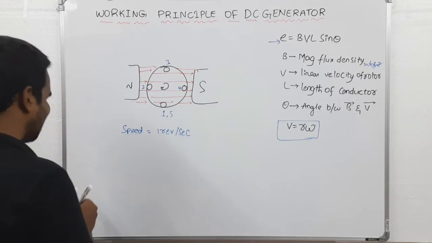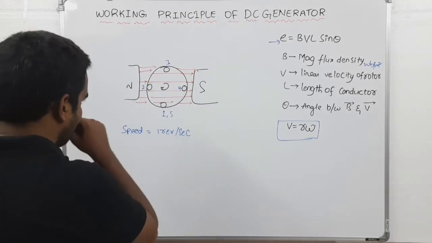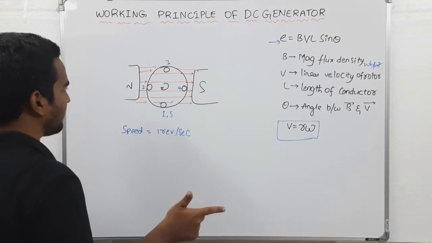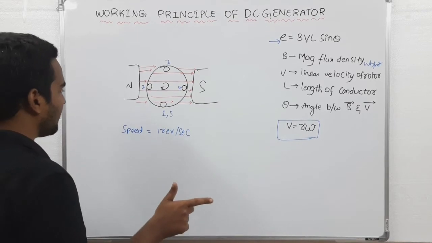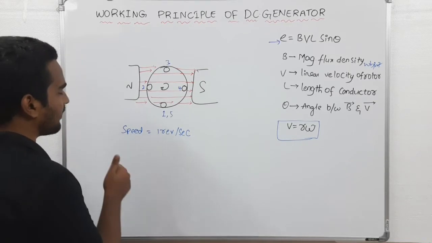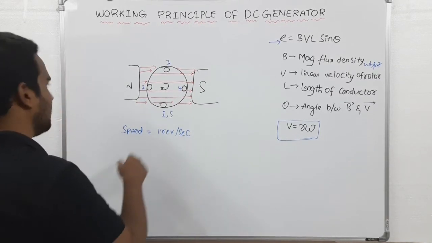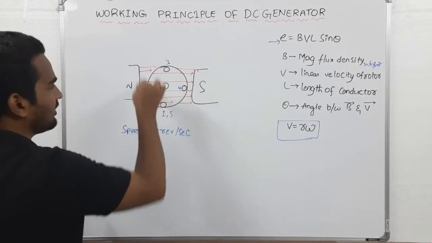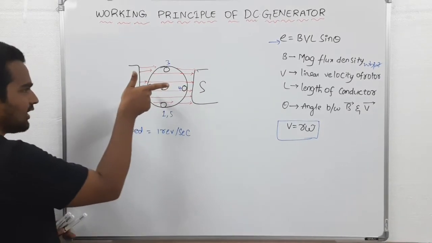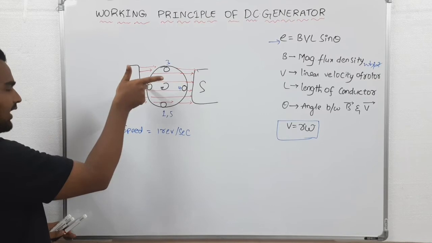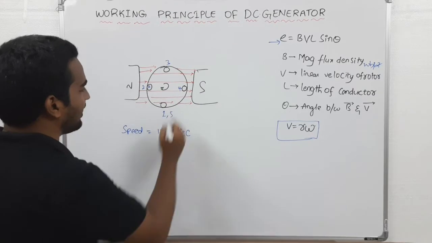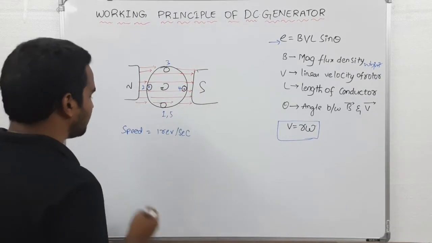Now let us apply Fleming's right hand rule at this particular point. Stretch your forefinger, middle finger and thumb mutually perpendicular. Then the forefinger indicates the direction of the flux lines, the middle finger indicates the direction of induced EMF, and the thumb indicates the motion of the conductor. We assumed that the conductor is moving in this direction. If you apply Fleming's right hand rule, the direction of induced EMF will be into the board at this point, and out of the board at this point.